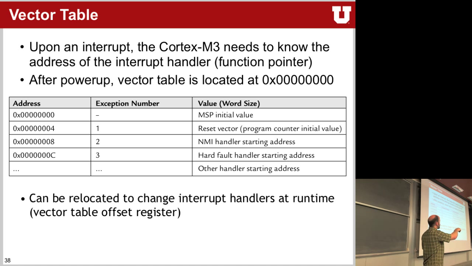At 8, we have the NMI handler, which stands for non-maskable interrupt handler. That's an interrupt that you can't mask. If that happens, it happens. And then the hard fault handler is at address C, which is at priority 0, I think. If something goes really bad, and you halt your system because nothing happens anymore, and you find yourself in the hard fault handler, you did something really bad.